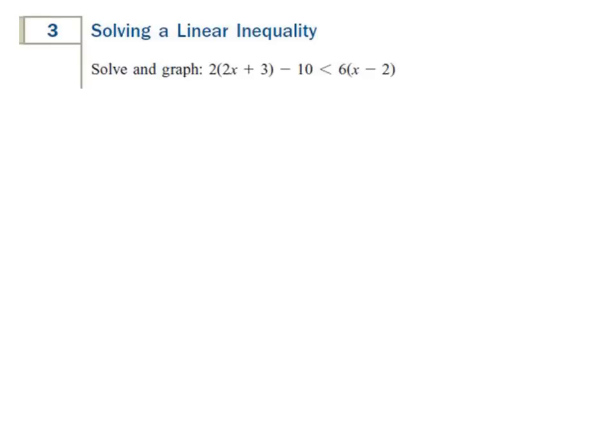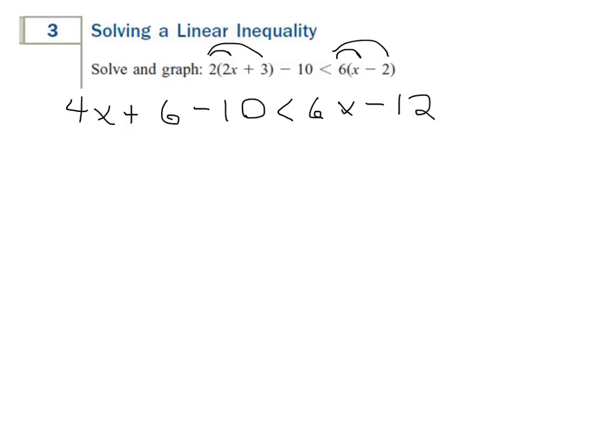Okay, solving a linear inequality. So to solve these, first thing we've got to do is just get x on its own. So let's just go through and solve it like we know how to do. So the first thing we do is distribute our 2. So we get 4x plus 6 minus 10, which is less than, and distribute, 6x minus 12. Now you know how I love minuses, not plus a negative, plus a negative.